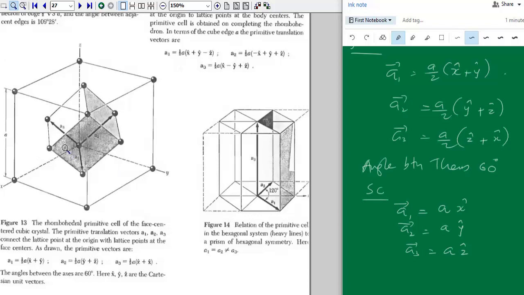So in the case of FCC, if you see this primitive lattice, there are 8 lattice points in the corners. There are no other lattice points. Therefore, the lattice points per primitive cell is equal to 1. That is the definition of a primitive cell. We will continue in the next class.